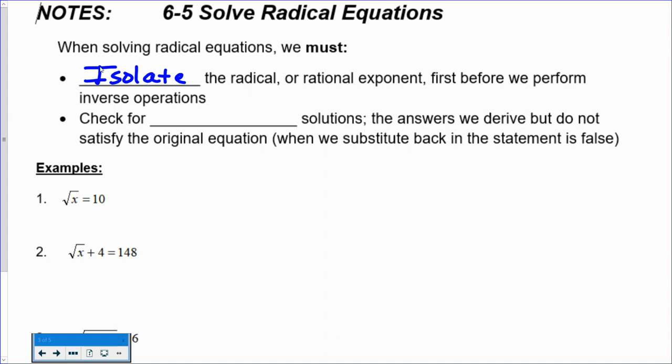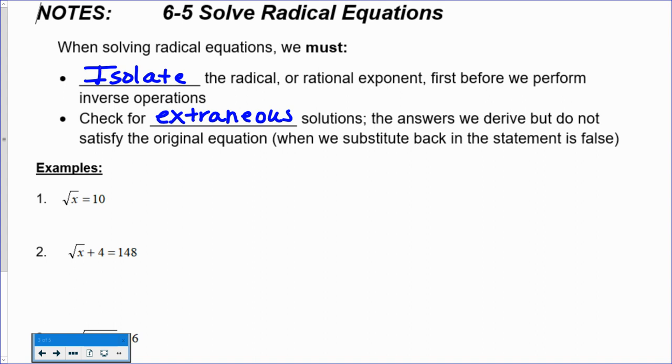So before we do any undoing inverse operations or getting your variable by itself, we need to isolate a radical or rational exponent. Okay, we may also need to check for extraneous solutions. Those are answers that we derive but do not satisfy the original equation. When we substitute it back in, we get a false answer. This is going to happen when you get two solutions, which is only going to happen if your equation turns quadratic. So we're going to come back to solving quadratic equations with a few of your problems today.